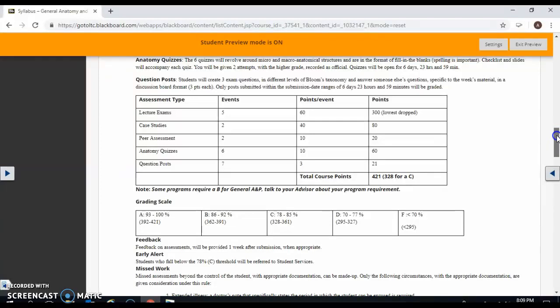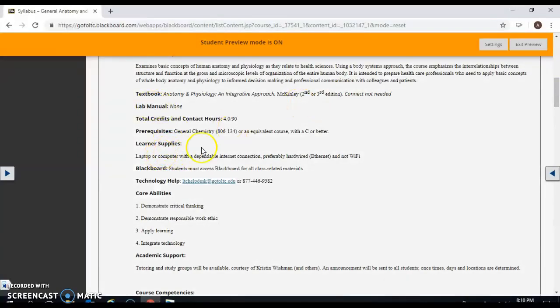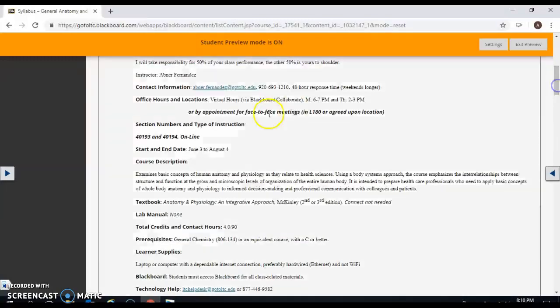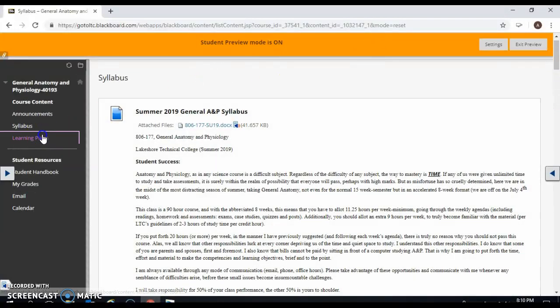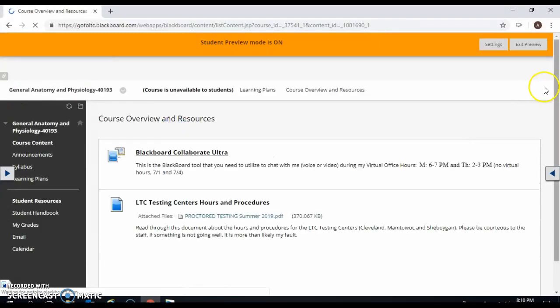So the exams need to be taken in the testing centers if you're an LTC student on the Sheboygan campus, the Cleveland campus, or the Manitowoc campus. If you're a student from a different institution, please email me right away. And the way that you can contact me is through this contact information, through email, telephone call, okay? Or you can also talk to me during my virtual office hours, which starts this Monday from 6 to 7 p.m.